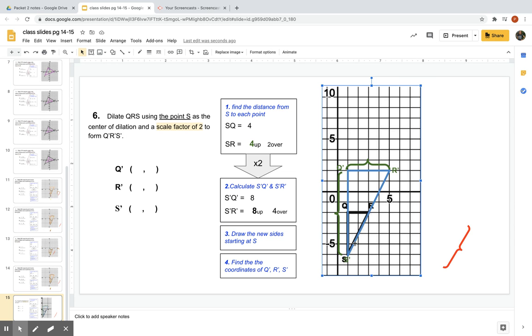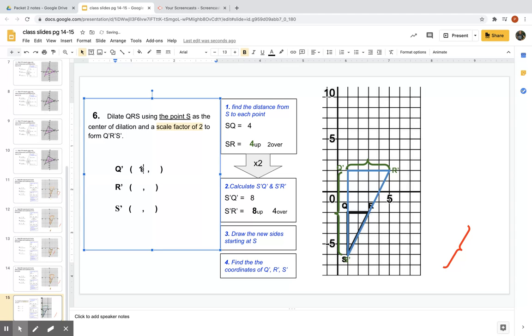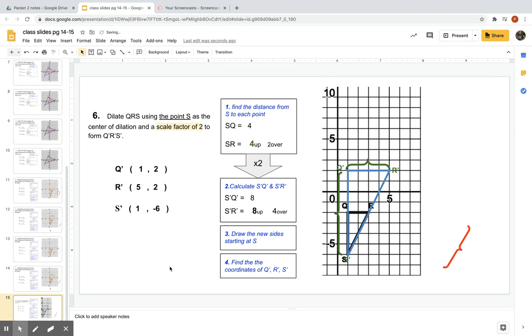So let's find our coordinates now. Q is 1 over, 2 up. So we are at 1, 2. R is 5 over and 2 up. And then S prime is the same as S. It's at 1, -6. And that's how you go about performing a dilation on a shape other than the origin.